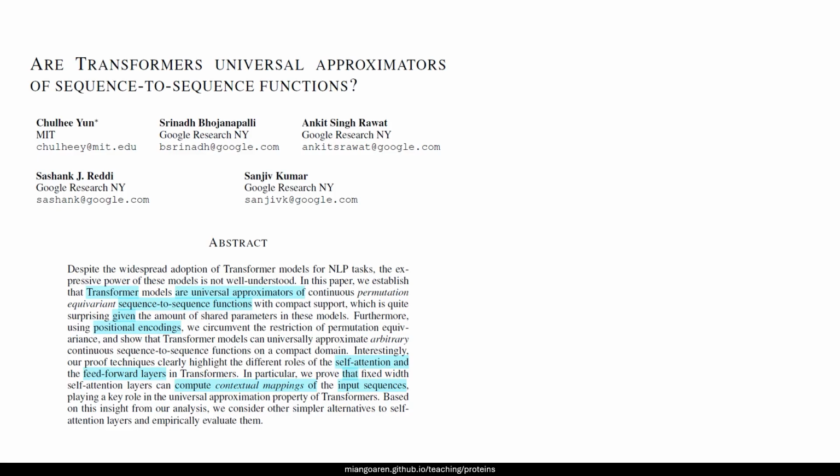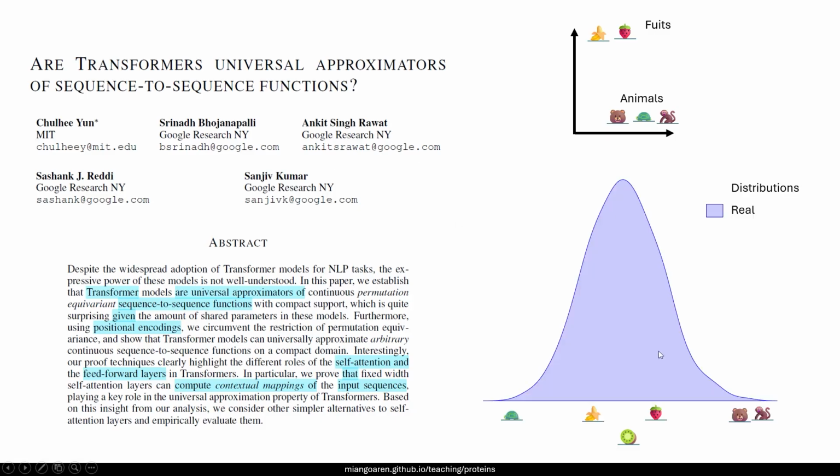What does it mean, then, that it is a sequence-to-sequence function? Well, we are practically talking about probability distributions. Let's say we have a probability distribution that can represent these two sets of images relatively well, which would be fruits and animals. In this case, we are looking for how similar, from what is understood from the semantics of these words, they are to each other.